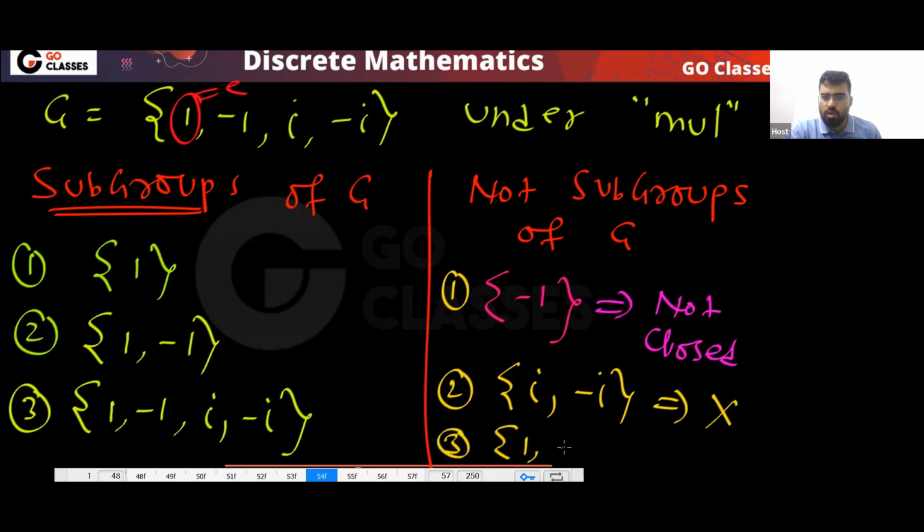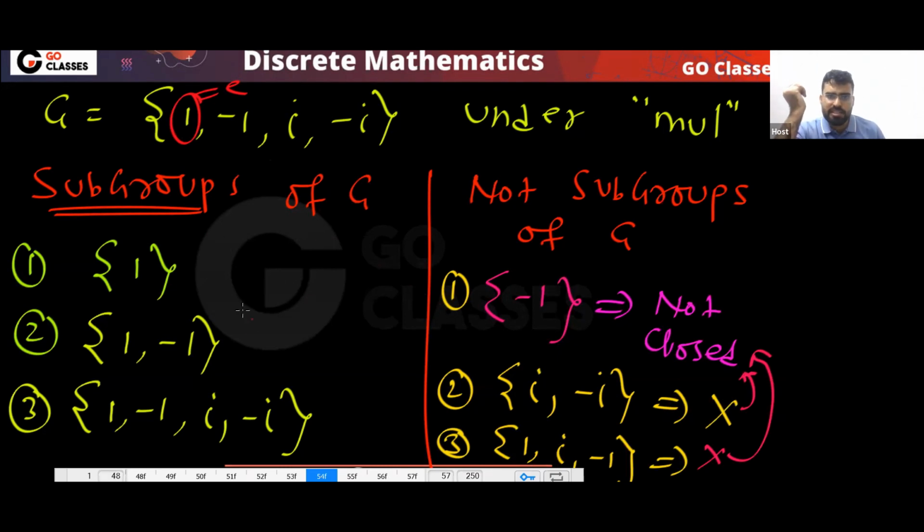And you can notice 1 comma iota comma minus 1. What about this? This is also not closed, because if you multiply iota by minus 1, that is minus iota, and minus iota we don't have. So this is the idea.